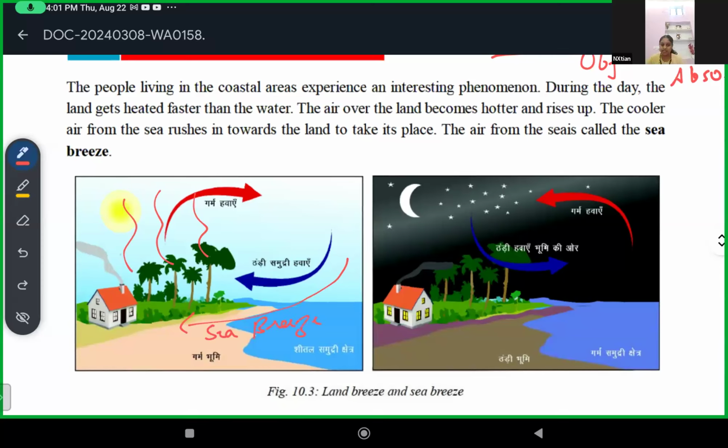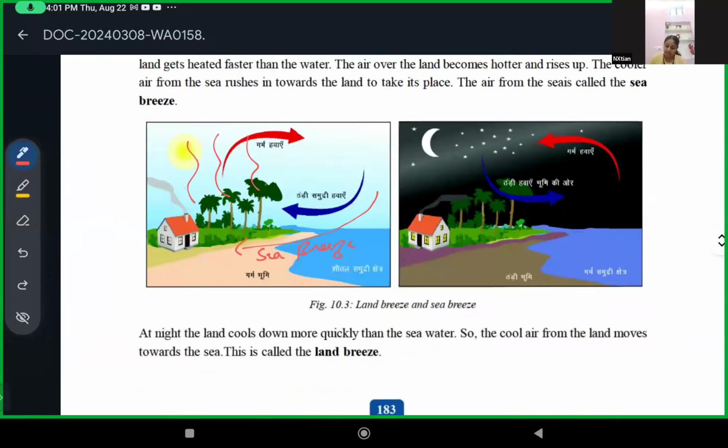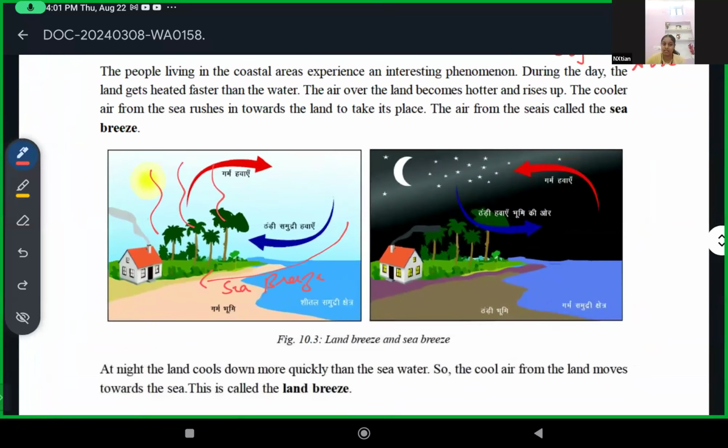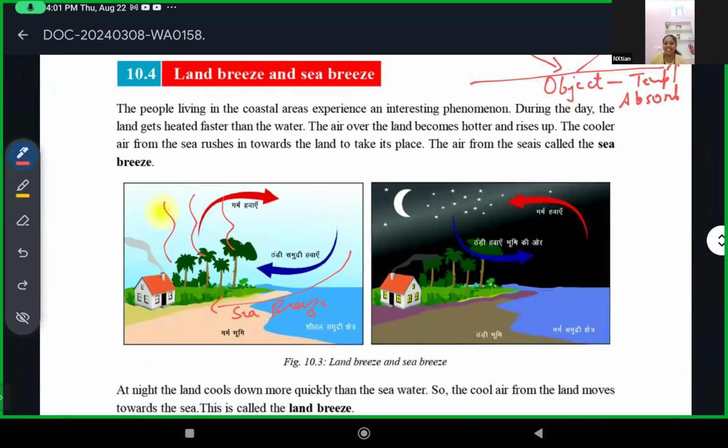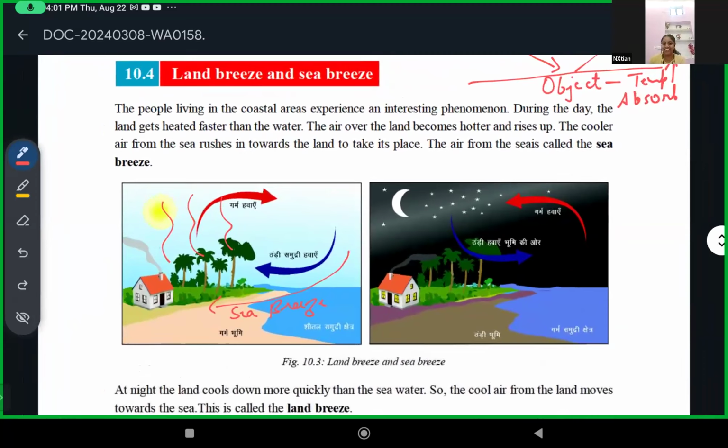It takes its place, of the warm breeze. One of my friends, his house is on a beach. Then, what have you observed? I didn't go there. You didn't go there. Okay, so if you go there, you can observe this phenomenon.